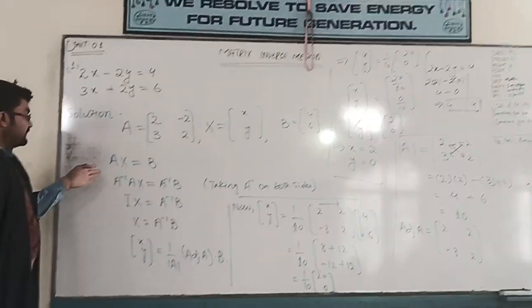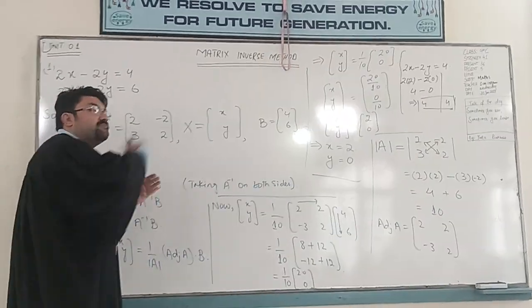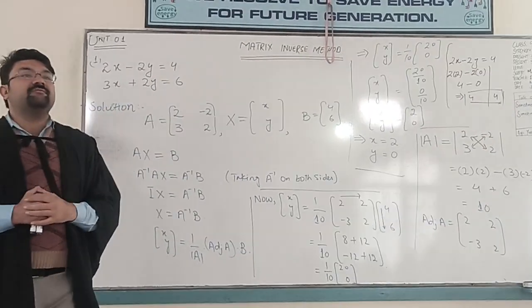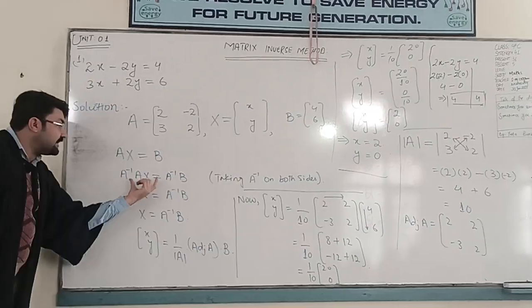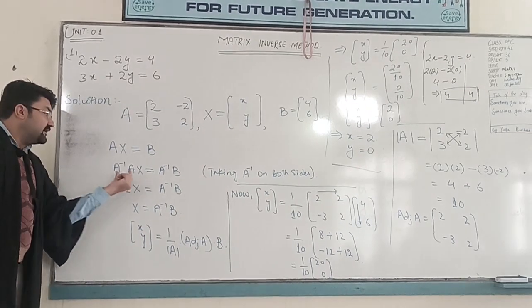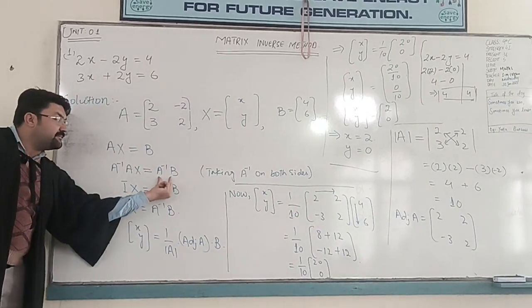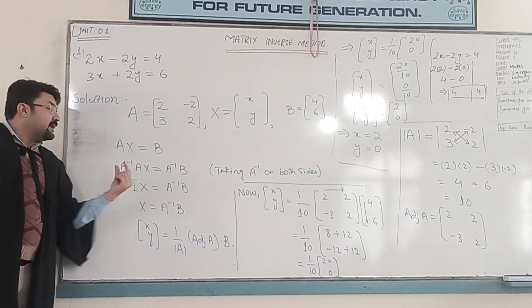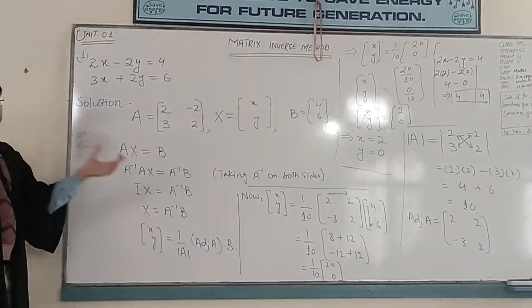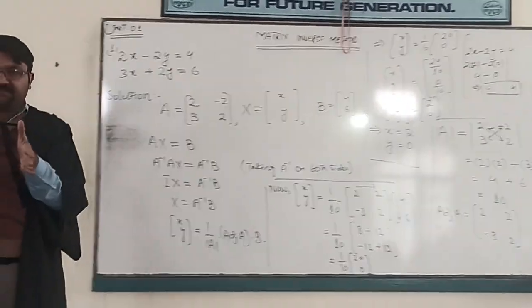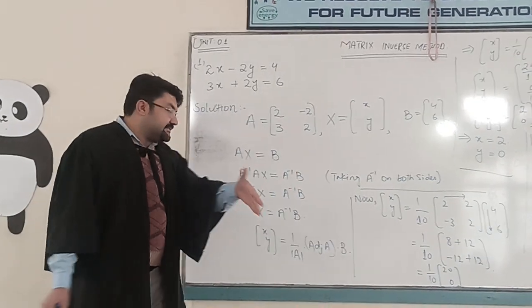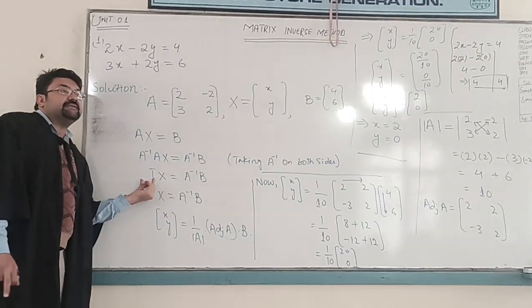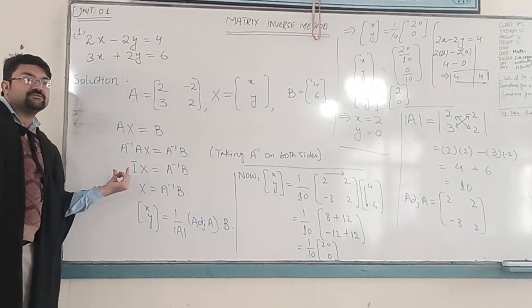We want to shift this A from the left to the right-hand side. For that purpose we will take the help of its inverse. Taking A inverse on both sides, it becomes A inverse A X equals A inverse B. If we have two matrices, where one is the inverse of the other, we take the identity matrix, which is [1 0; 0 1].